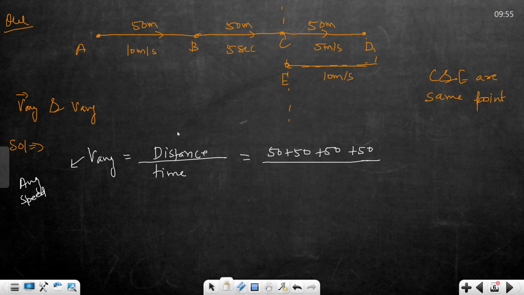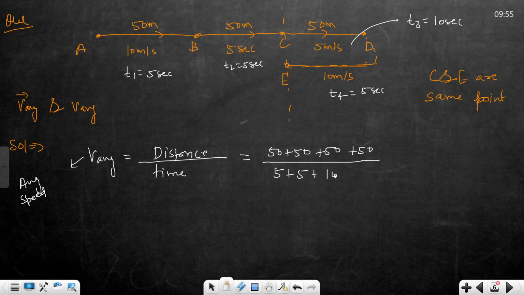And time will be, this T1 is equal to 5 seconds. This T2 is equal to, already given, 5 seconds. This T3 is equal to 10 seconds. And what about T4? T4 is equal to 5 seconds. So time is simple, 5 plus 5 plus 10 plus 5. So that is 25. So 200 by 25, answer is 8. 8 meter per second is the average speed.